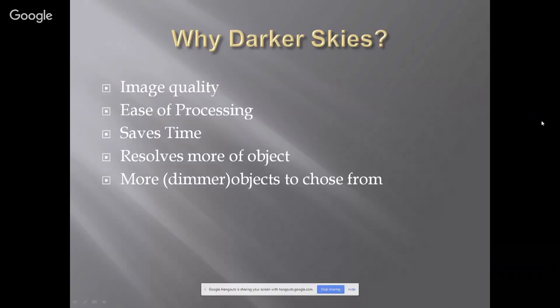At the same time, darker skies make processing images easier, or I should just say good quality subs are easier to process than poor quality subs. I guess if you put it that way, it makes a little bit more sense. But at the same time, it saves time. What do I mean by it saves time? Going to darker skies saves time. Well, light pollution or just any sort of unnatural light or non-object light is a form of noise. And the only way to overcome that noise is with added imaging time.